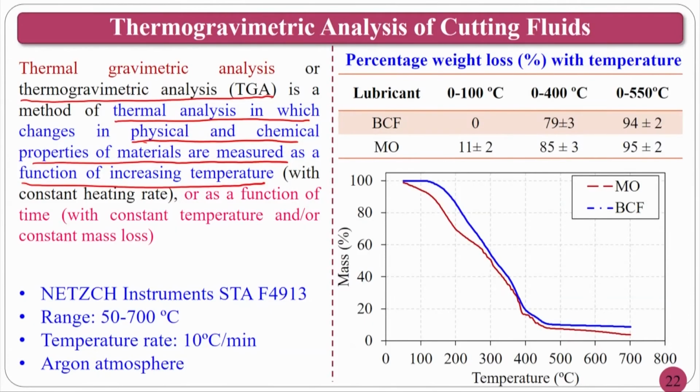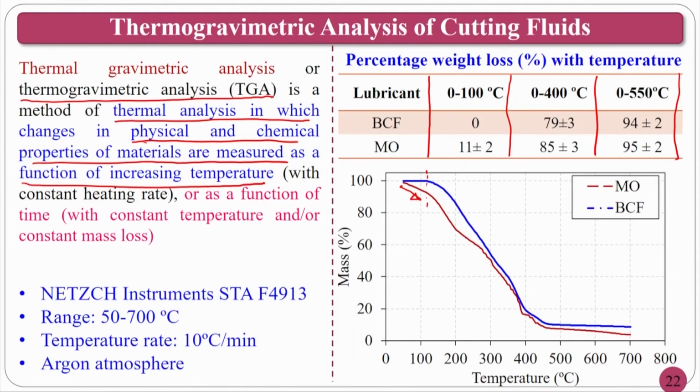If you see here, with respect to temperature, the mineral oil started changing as soon as the temperature increased; the red one starts to change. But if you see the biocutting fluid, there is no change up to this particular portion. That means it is still stable in that range of temperature, up to 120, 130 degrees. If you see the table here, up to 100 degrees there is no change in BCF, that is 0, but the mineral oil has already lost about 9 to 13%.